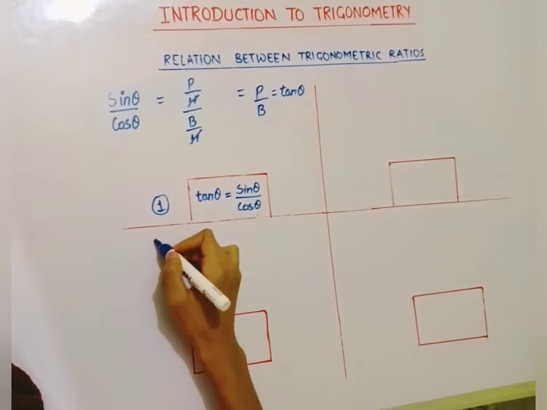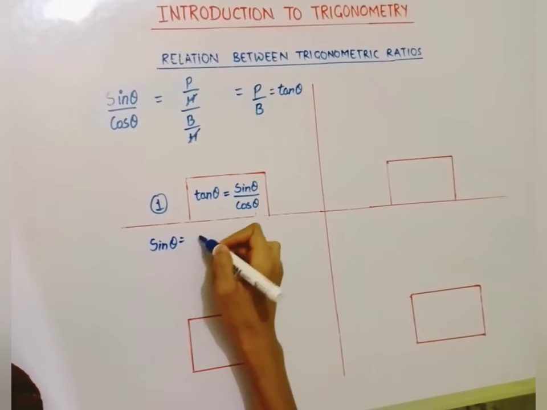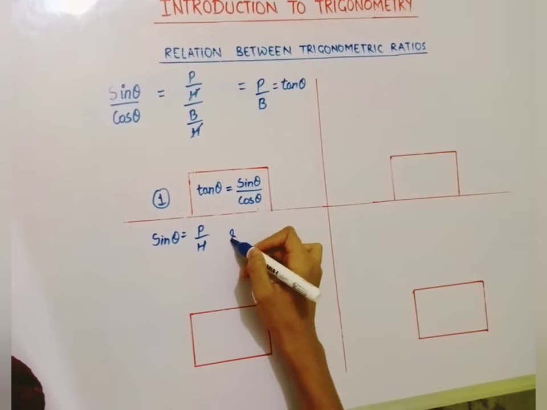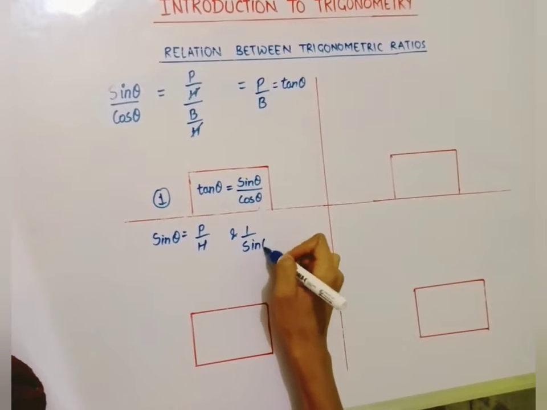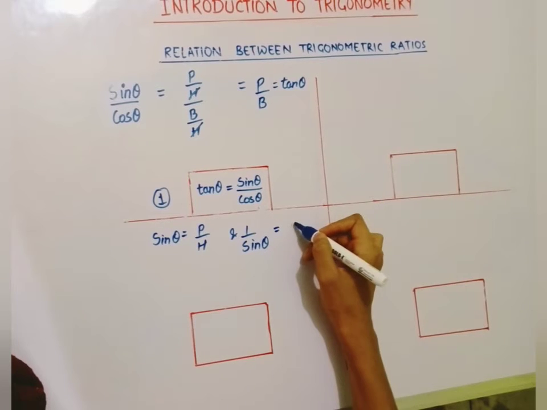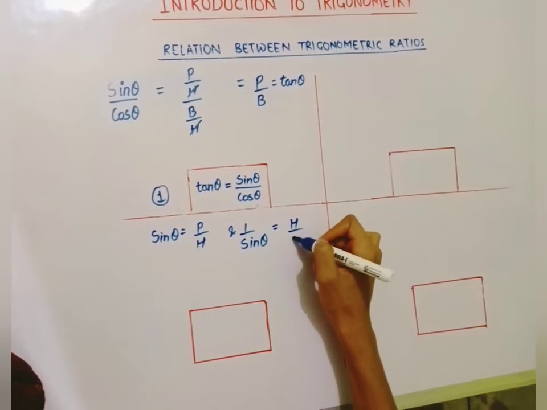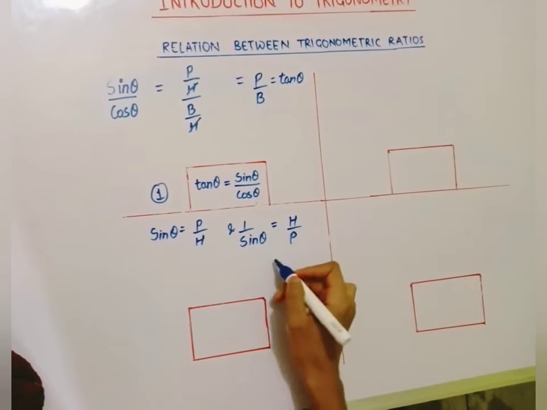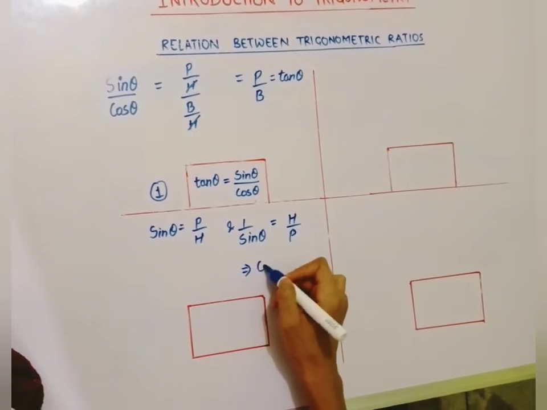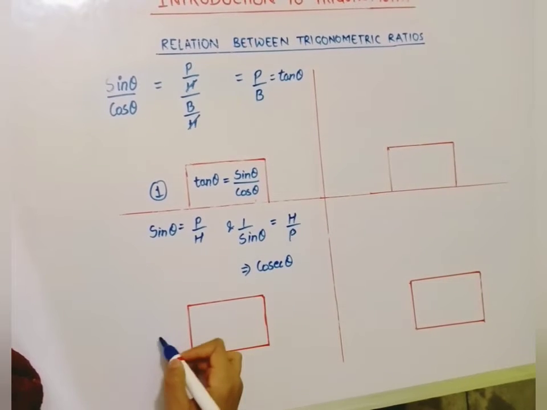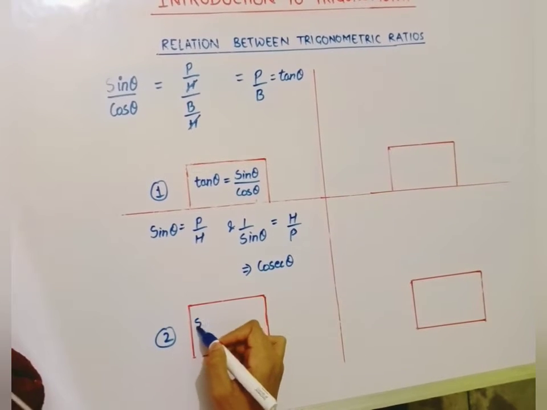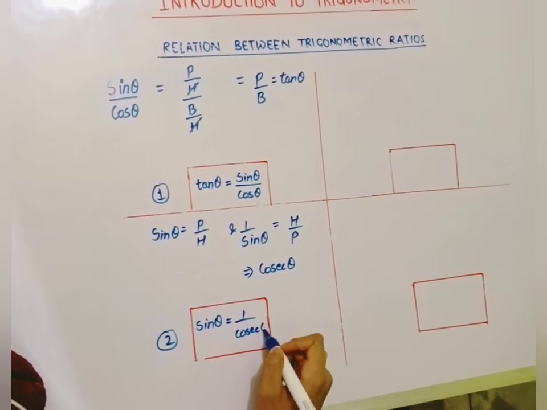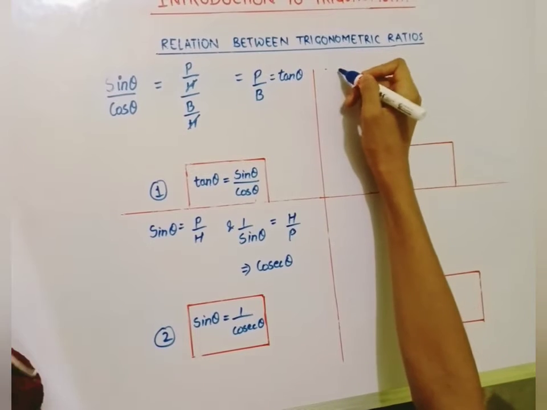Now we know that sin theta is P upon H, and let us divide 1 by sin theta. We get 1 upon sin theta equal to H upon P, which is our cosec theta. So we write sin theta equals 1 upon cosec theta, or cosec theta equals 1 upon sin theta.